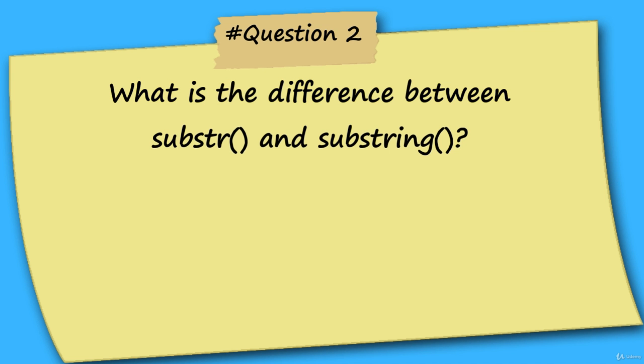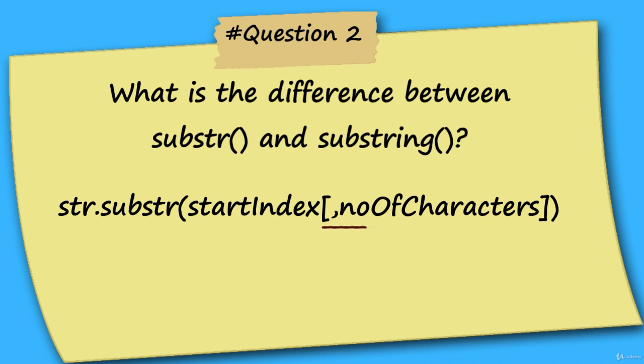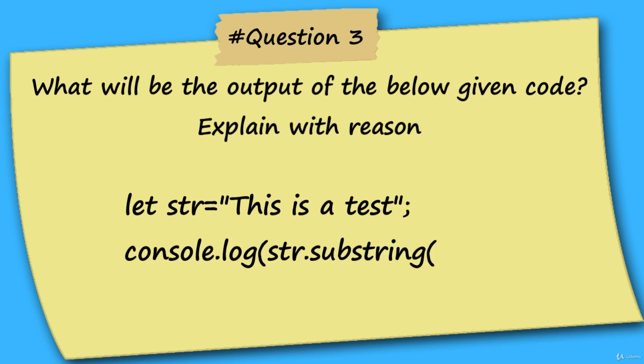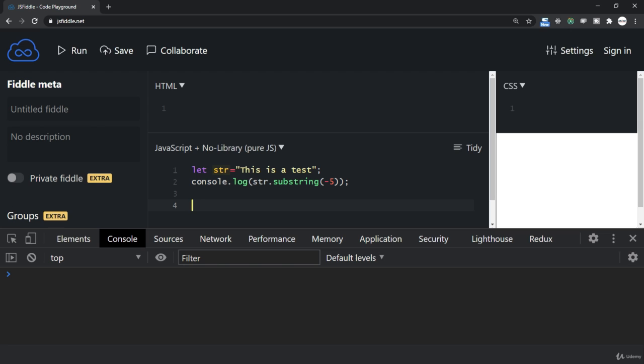The next question is, what is the difference between substring and substr? As we have discussed, substr takes the number of characters, whereas substring takes the start index and end index, as you see in the syntax. Now the third question is, what will be the output of the below given code, and explain with reason. As you all know, substring does not take negative values. So if I give a negative value, it's going to return the entire string, because negative is invalid. But though you are giving an invalid value, it's not going to give you any error at the same time.